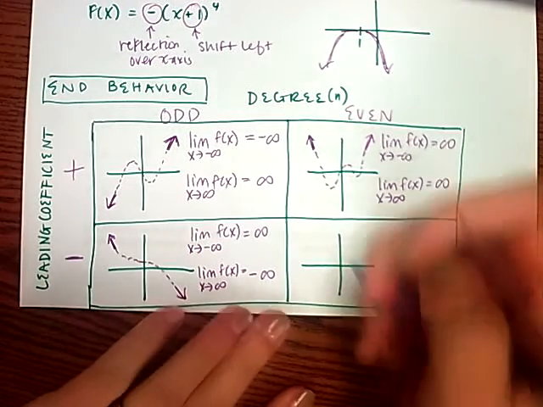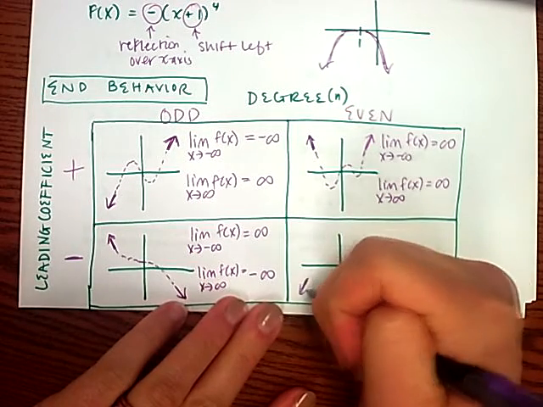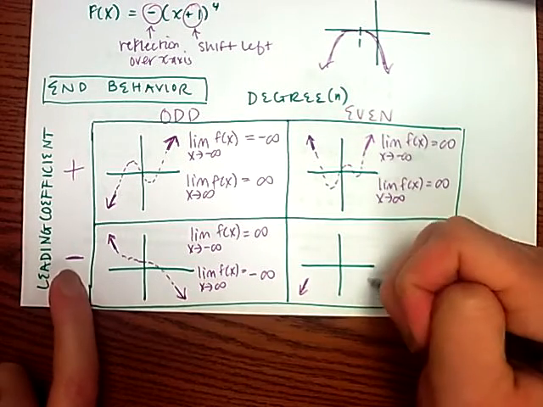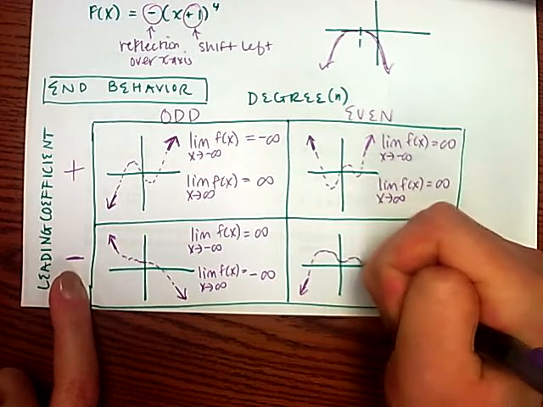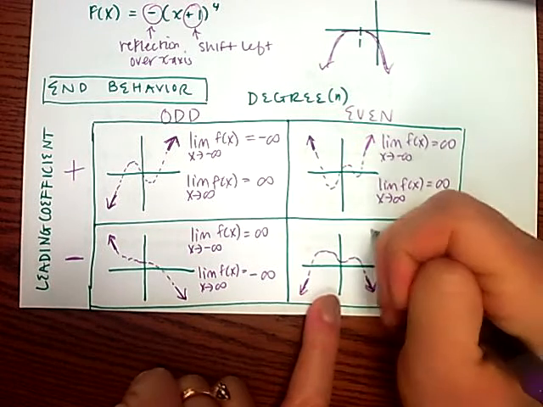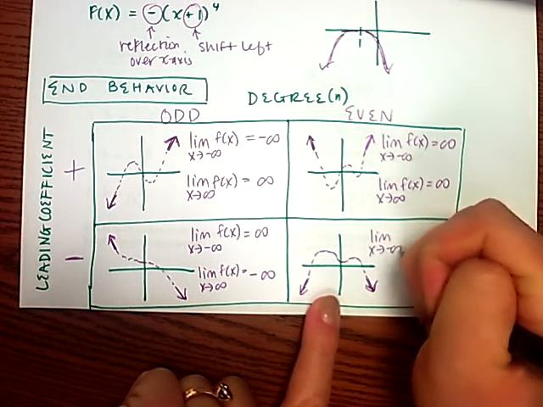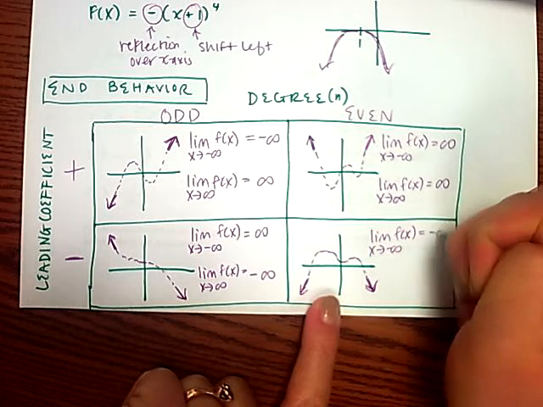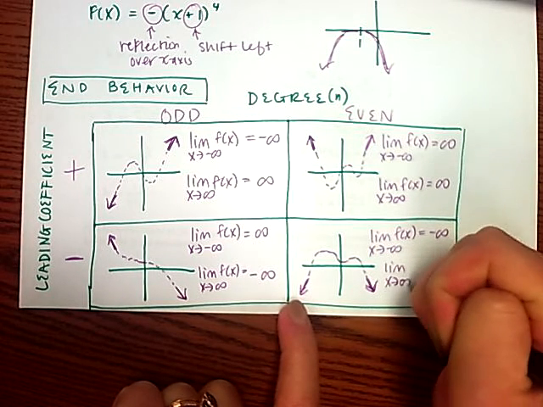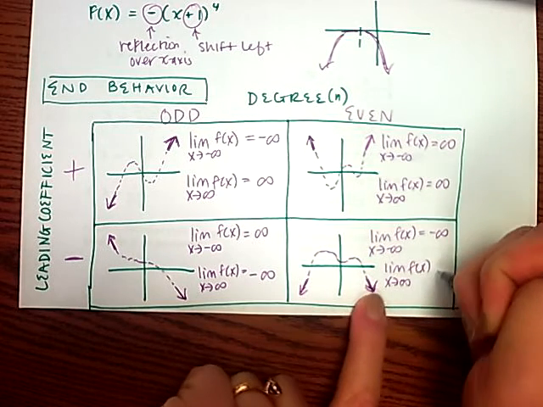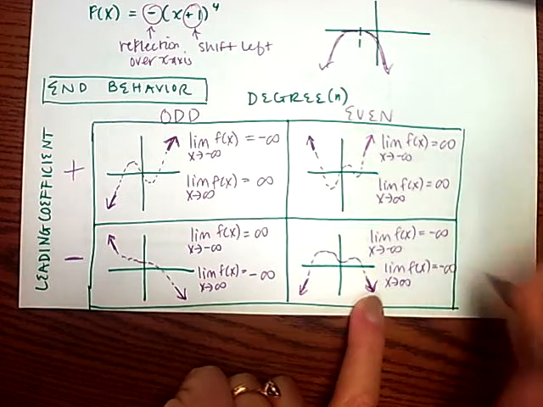Okay, and then last one. Here, now everything's going to flip if my leading coefficient is negative. So maybe something like this. Limit as x goes to negative infinity of f of x is now negative infinity down here. And the limit as x goes to positive infinity, that's over here, is also negative infinity.